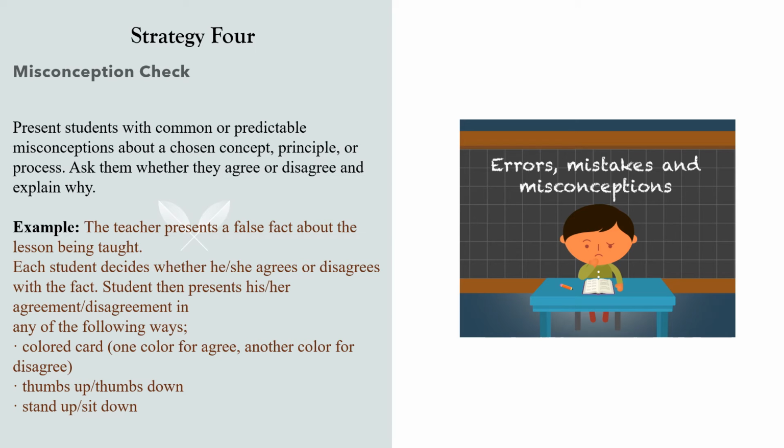Strategy 4. Misconceptions check. Present students with common or predictable misconceptions about a chosen concept, principle, or process. Ask them whether they agree or disagree and explain why. For example, the teacher presents a false fact about a lesson being taught. Each student decides whether he or she agrees or disagrees with the fact. Then the student presents his or her agreement or disagreement in any of the following ways: maybe with colored cards, like one color for agree and one color for disagree, or thumbs up, thumbs down, stand up, sit down.